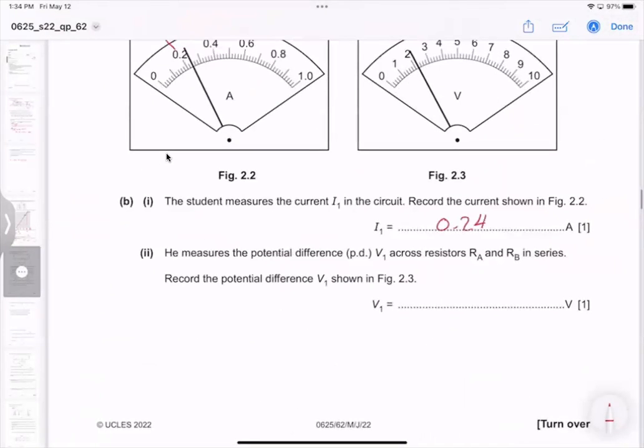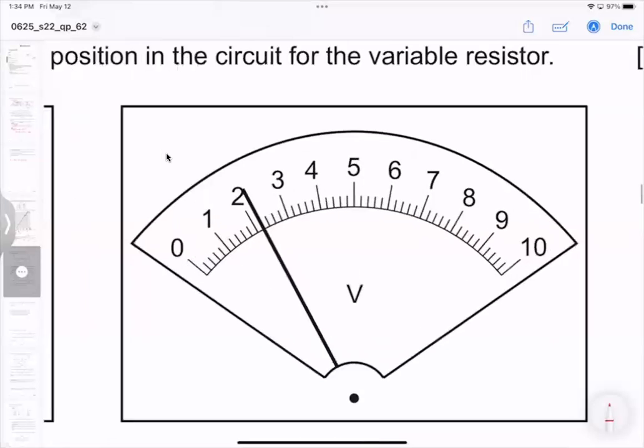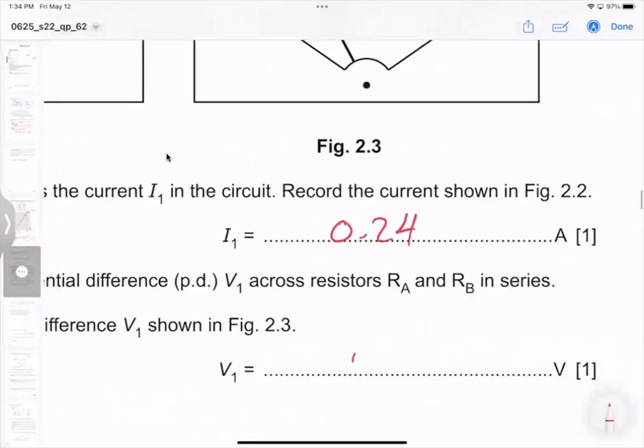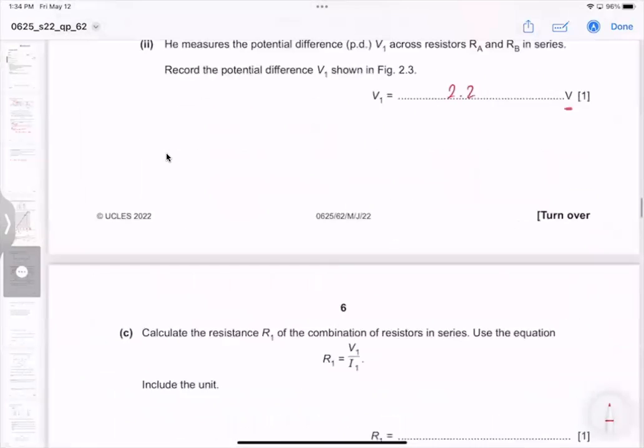So 0.24 amperes. He measured the potential difference V1 across the resistors R1 and RA and RP in series. Record the potential difference V1 shown in figure 2.3. So we have 2 and we have 3, and the difference between them is 1, and we have 5 divisions. 1 over 5 will give us 0.2, so it's 2.2 volts, and here 0.24 amperes. I was about to write the unit, but I found the units are written.